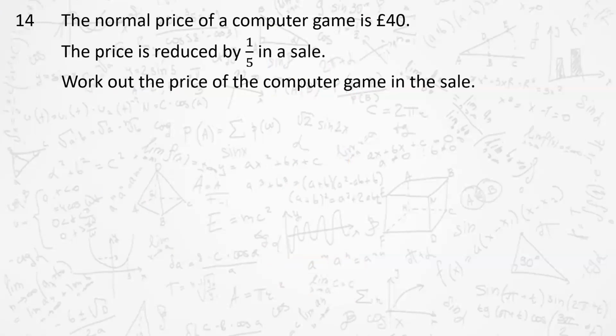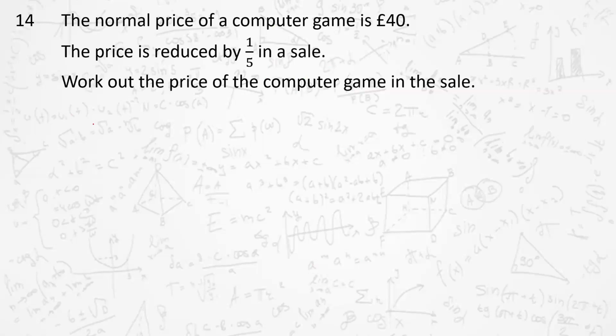Let's have a look at an applied question. 14. The normal price of a computer game is £40. The price is reduced by 1/5 in a sale. Work out the price of the computer game in the sale.